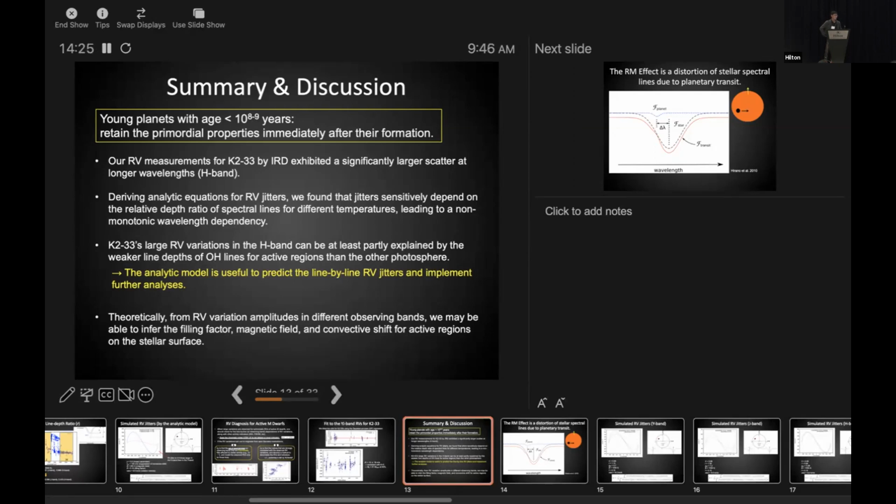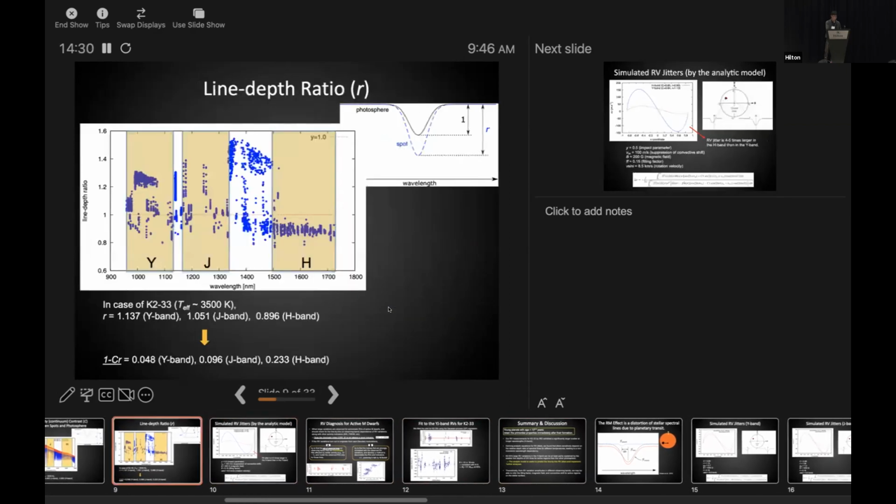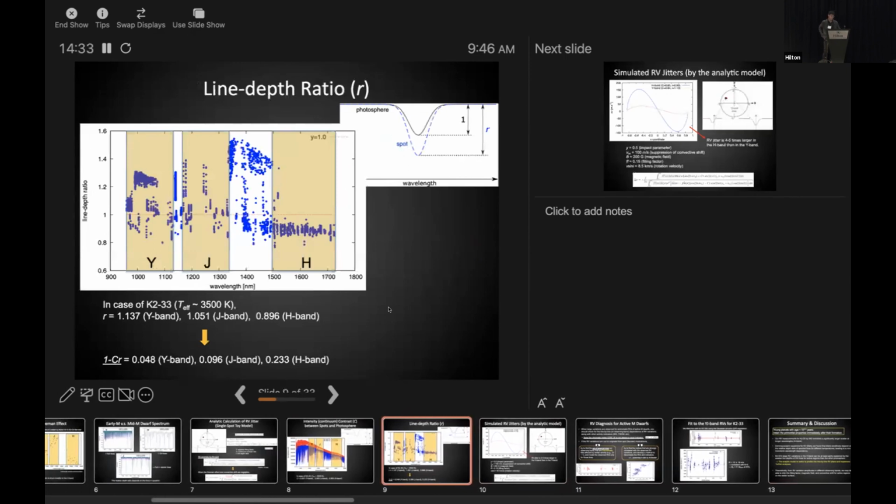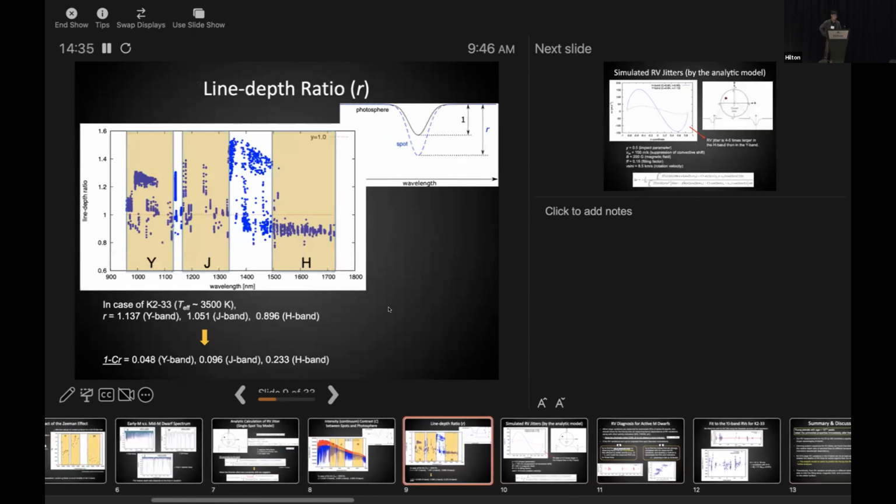Yeah, we can easily apply the line-by-line analysis because the parameter C or R can be estimated on a line-by-line basis. We need to assume some theoretical models or something like that. But we can also use some observational data. For this estimation, we used the theoretical model, but we can probably use some standard star M-dwarf spectra to estimate these parameters. And we can predict the expected LV jitter on a line-by-line basis.